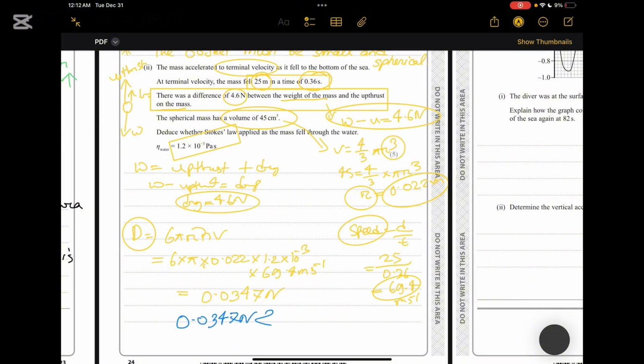0.0347 Newton is less than 4.6 Newton. So Stokes law does not apply is more appropriate.